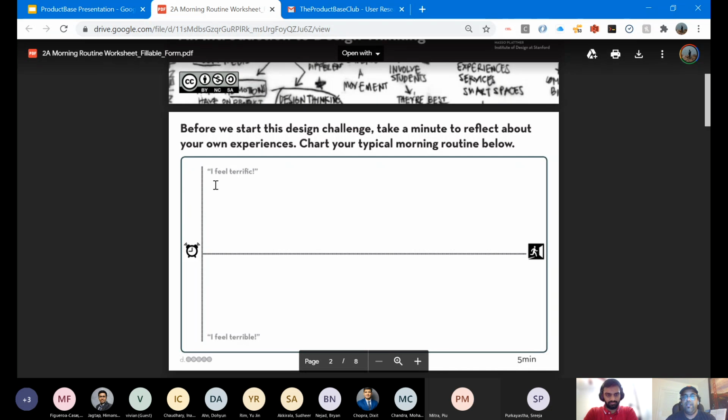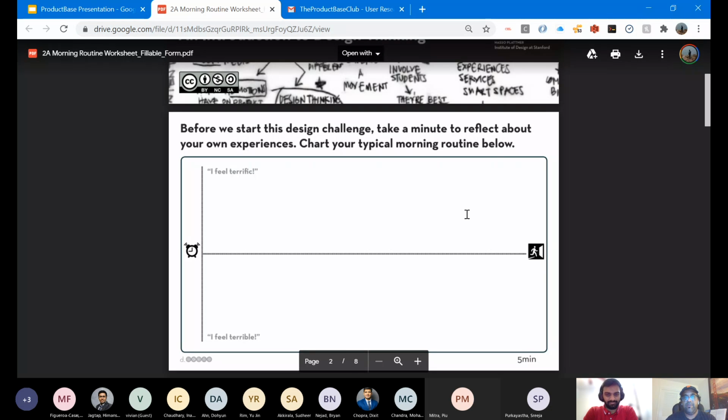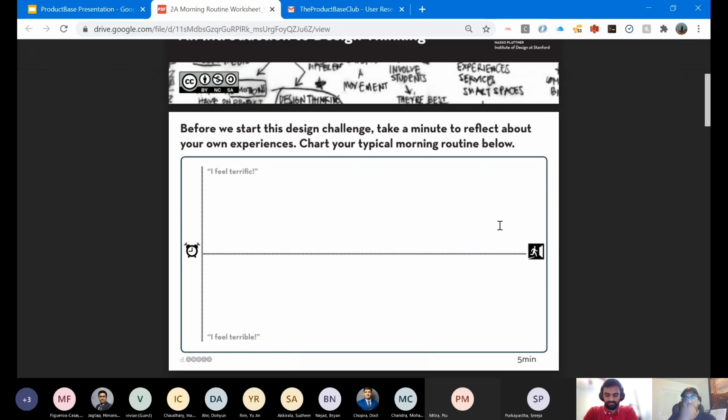Some of it makes you feel super terrific, and some of it makes you feel super terrible. For me, obviously, waking up is going to fall in this bucket. But for some folks, after they have their morning coffee, they feel terrific. Just being able to chart out every single step before you head out is the first place to start with any experience that you want to mimic as part of your product. So I would say that's step one, and I'll share this document afterwards so you can go through these things.